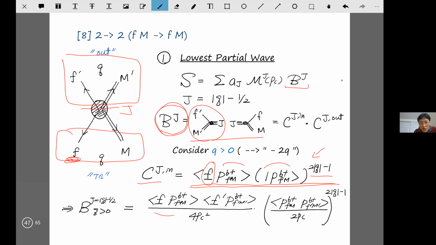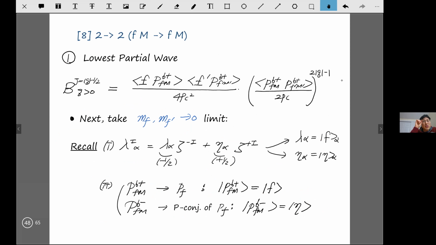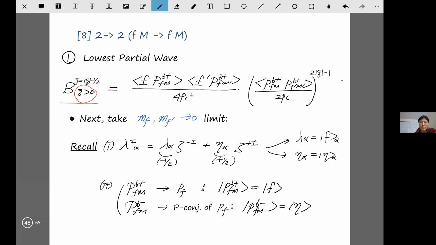So there is a part from the in state, and there was a part from the in, and then you will have a similar term for the out part, and this is the out part. This is a contracted version of that. Okay, and then I just put in the proper factor of 2p so that it makes this b_j a dimensionless quantity. Good. So here is the basis amplitude for Q positive.